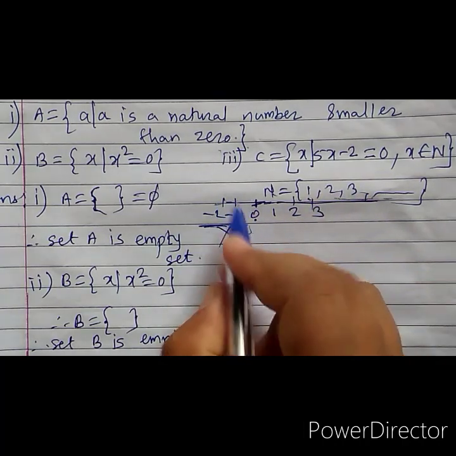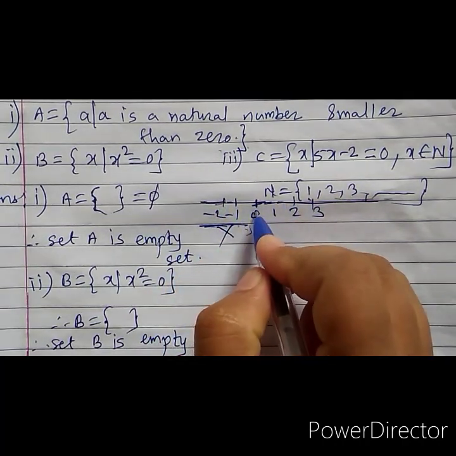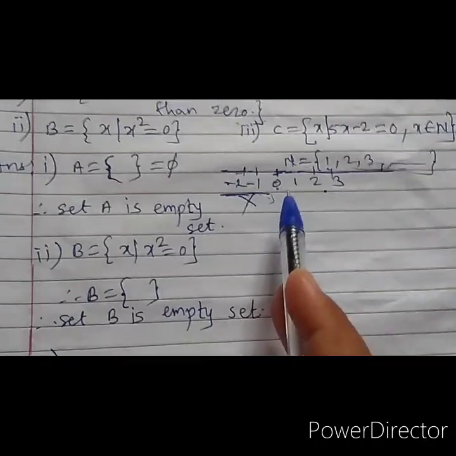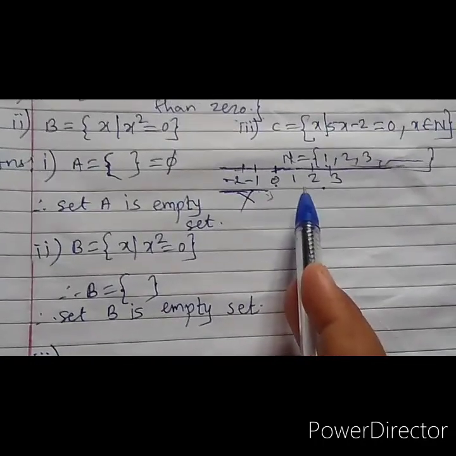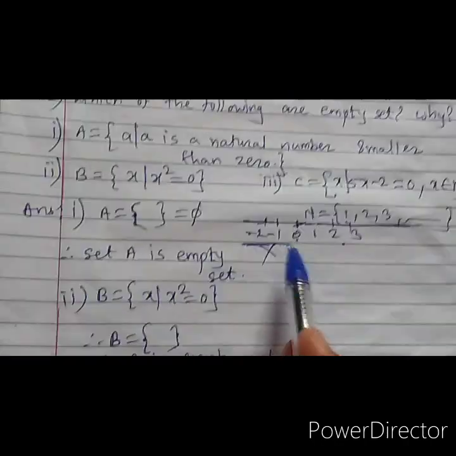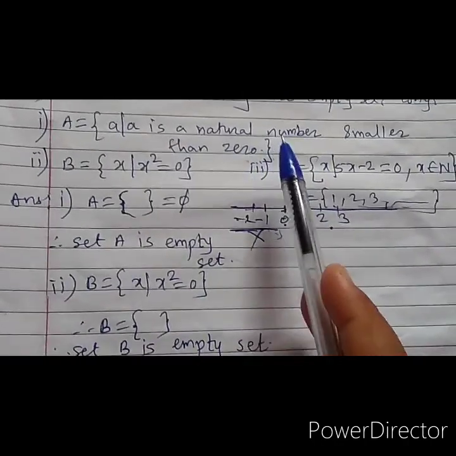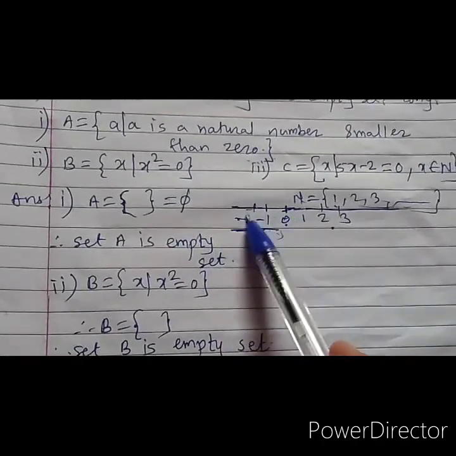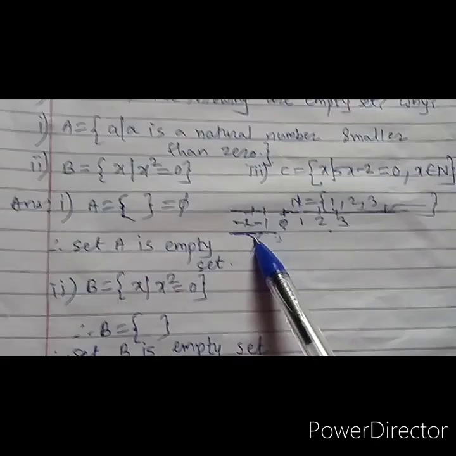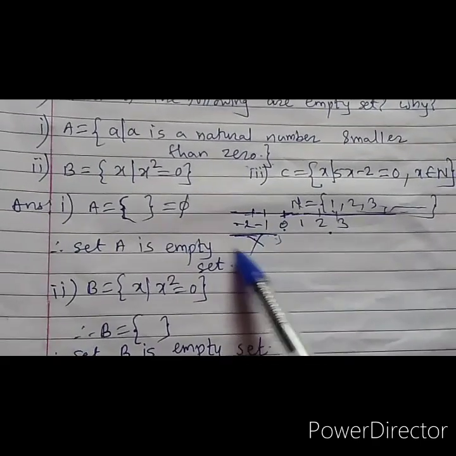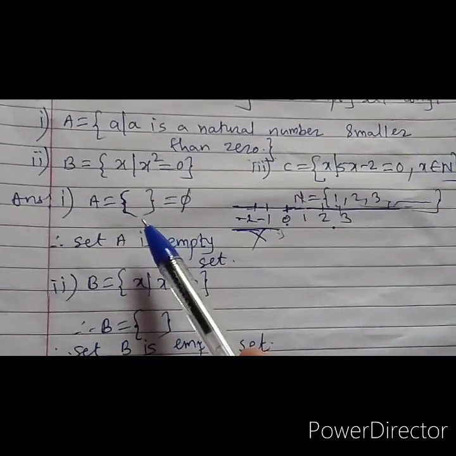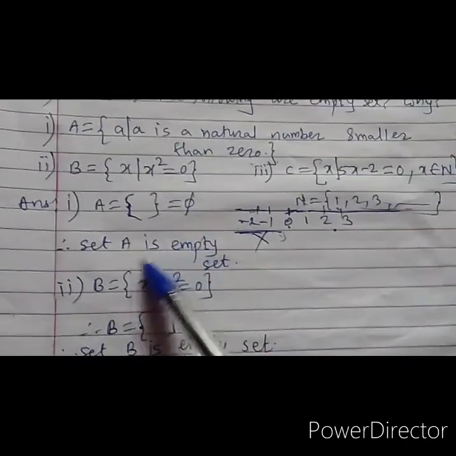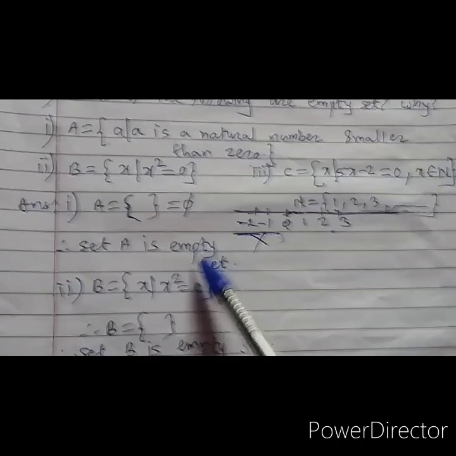Now let us see the number line. This is the number line. Left hand side of 0 indicates negative numbers. Right hand side of 0 indicates positive numbers. So we have to find a natural number smaller than 0. Smaller numbers means left hand side numbers, and these numbers are not natural numbers. Therefore we can't take any number, and therefore set A is equal to the empty set, that is phi, and therefore set A is an empty set.